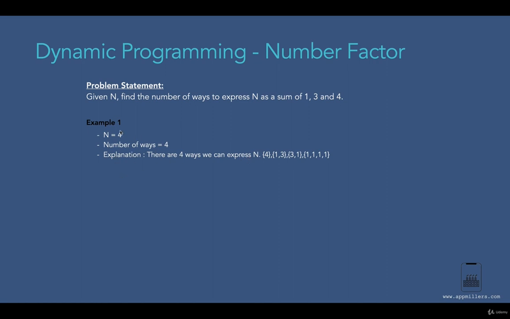Now in this case, the number of ways of expressing 4 using these numbers is 4. As you can see, we can express it as 4, then as 1 and 3, then as 3 and 1, and then as 1, 1, 1, 1. If we count these expressions, we can easily see that the number of expressions is 4. Now let's look at another example. In this example, we are given the number 5, and the number of ways to express 5 using these numbers is 6. As you can see, this is how we can express 5 using these numbers. Hopefully with this, our problem statement is very clear.